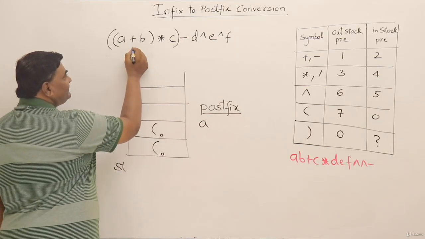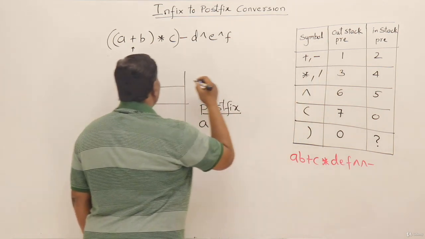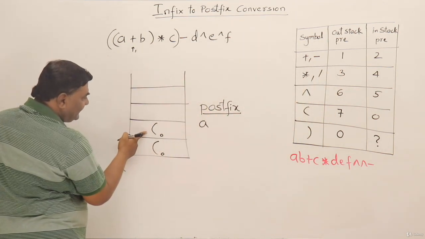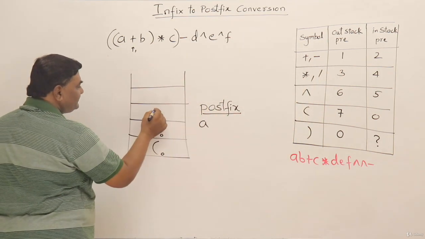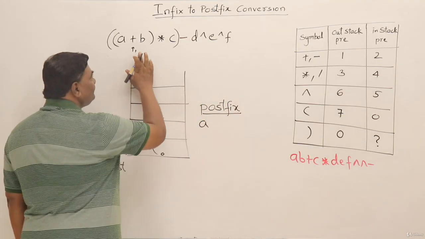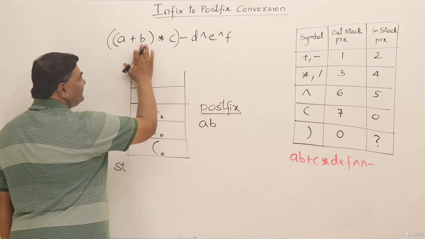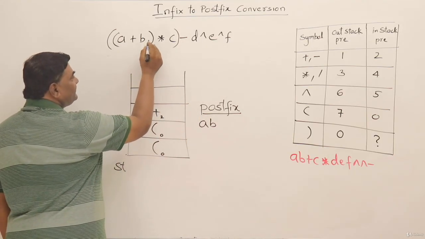Next symbol, plus. What is the precedence? It is outside, so it is 1. And what is the precedence of stack top? This is 0. Push it. Now once it came inside, its precedence became 2. Next symbol is B. B is an operand. Send it to postfix. The next symbol is closing bracket.